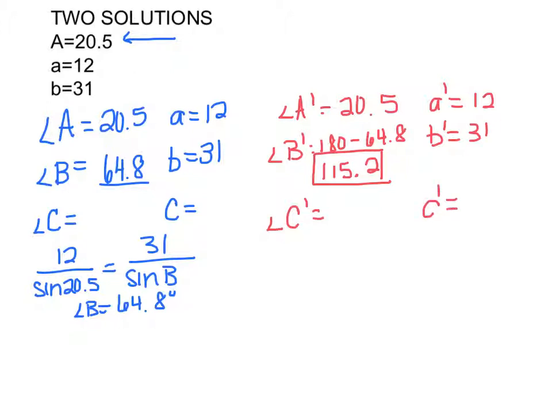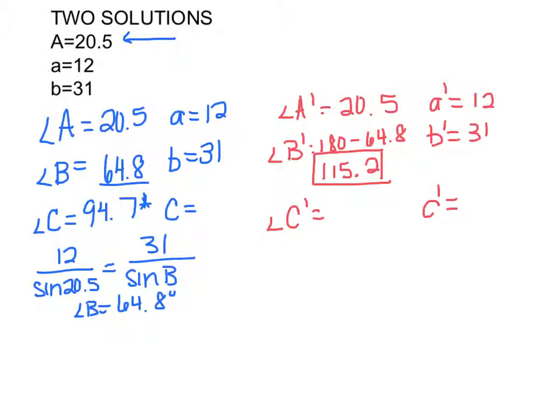All right, let's go back to the blue triangle. To find C, I'm going to take 180 and subtract 20.5 and also subtract 64.8. And when I do that, I get 94.7. Here is my one obtuse angle.